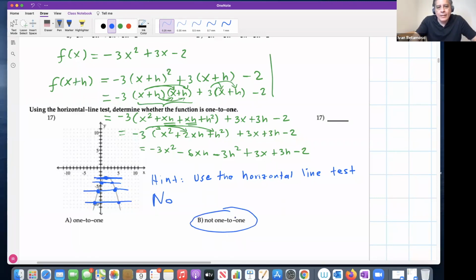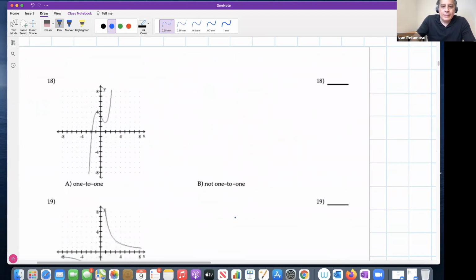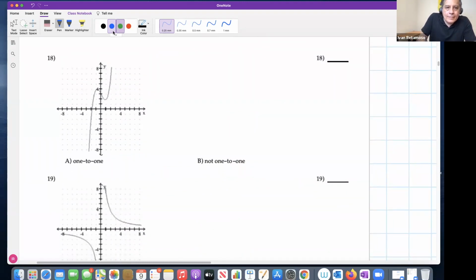not 1-to-1. Very good. What about this? Is this 1-to-1? Number 18. Again, hint, apply the horizontal line test, right? Horizontal line test will tell you. Draw horizontal line. Very good, Lucero. Jing, great, right? If we draw horizontal lines here, look, it's good. 1 point of intersection. But if you draw the horizontal line here, look, 3 points of intersection. No, enough to say no, right?